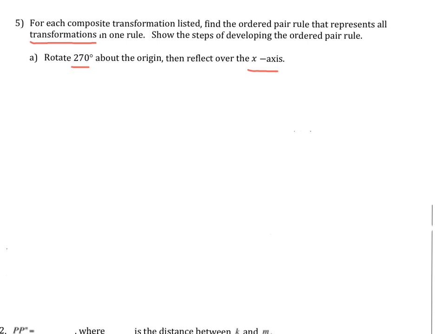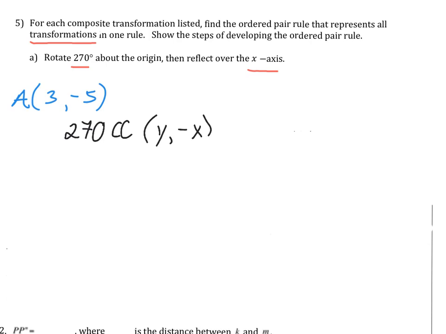Before I get started on this problem, let's just come up with a random point and we'll perform this transformation too. If I have A at 3, negative 5, the first thing they want me to do is rotate 270. I know it's going to be counterclockwise about the origin. My rule for rotating 270 about the origin is that my point is going to turn into (y, negative x). So now let's apply that to point A. I'm going to end up with A prime at negative 5, negative 3.